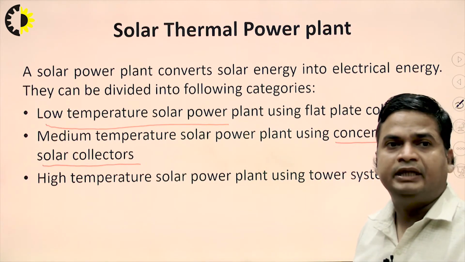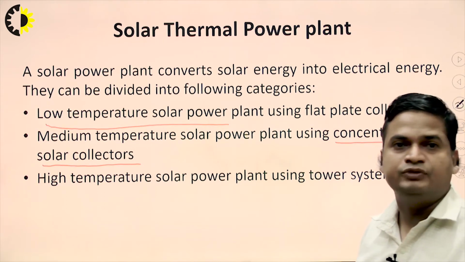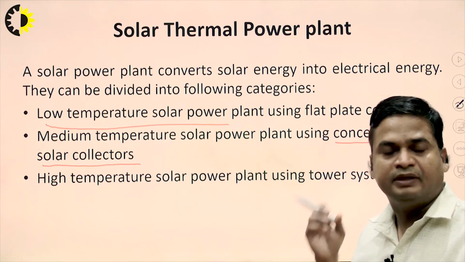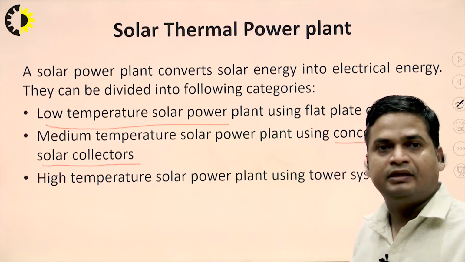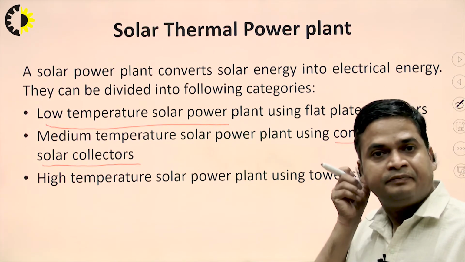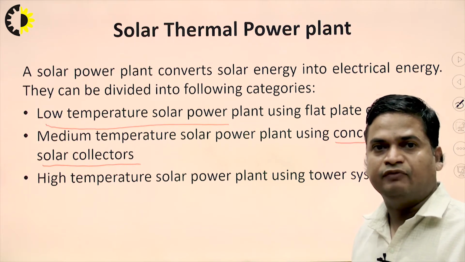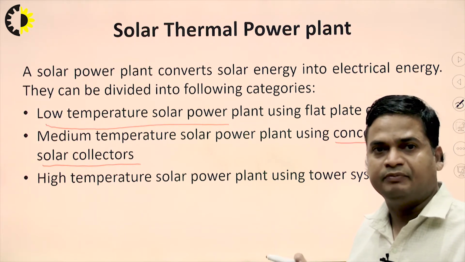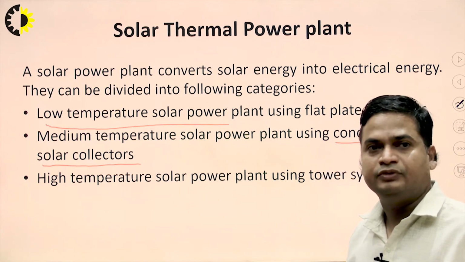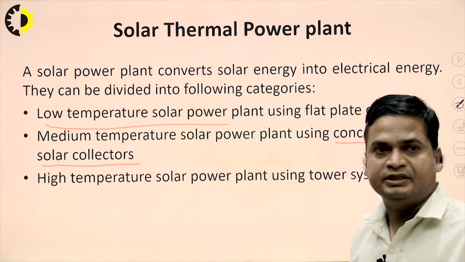Then, the high temperature solar power plant using a tower system means we are using a tower, and the mirrors are there, which are rotatory plane mirrors. They take the energy from the sun, they are placed at a distance apart, and they transfer these radiations to the peak of the tower, that is the concentrated point. A boiler is there that converts the feed water into steam, and the steam is used to run the turbine, thereby electricity is produced.